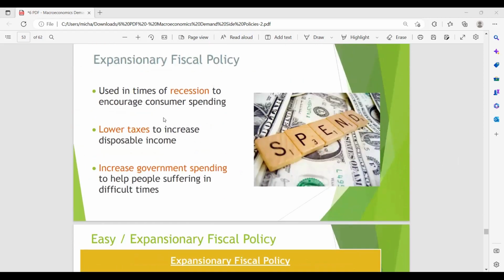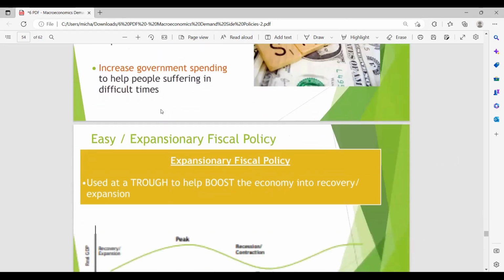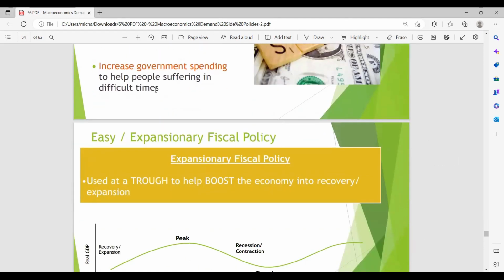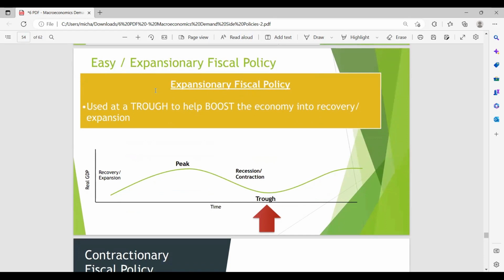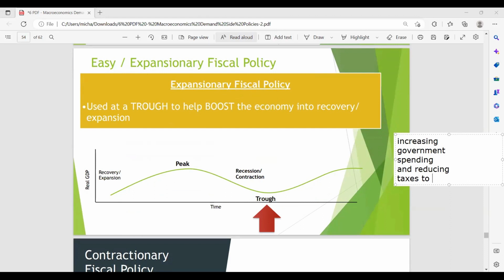Expansionary fiscal policy is used in recessions to encourage consumer spending. Lower taxes increase disposable income. Increased government spending helps people suffering from difficult times. So expansionary fiscal policy is used at a trough to help boost the economy's recovery and expansion. They do this through increasing government spending and reducing taxes to grow the economy.